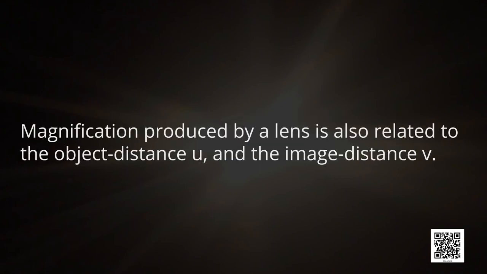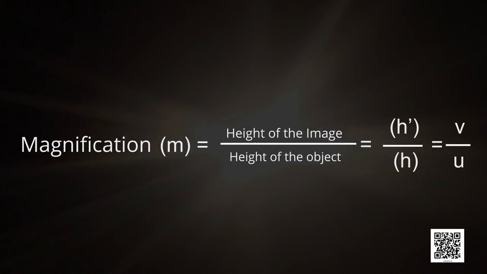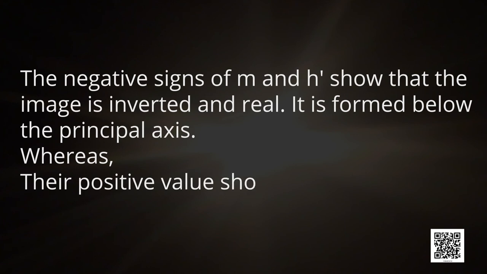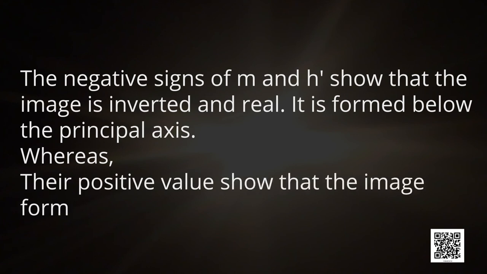Magnification produced by a lens is also related to the object distance u and image distance v. It is m is equal to h dash by h is equal to v by u. The negative sign of the magnification and height shows that the image is inverted and real. It is formed below the principal axis, whereas a positive value shows that the image formed is virtual and erect.